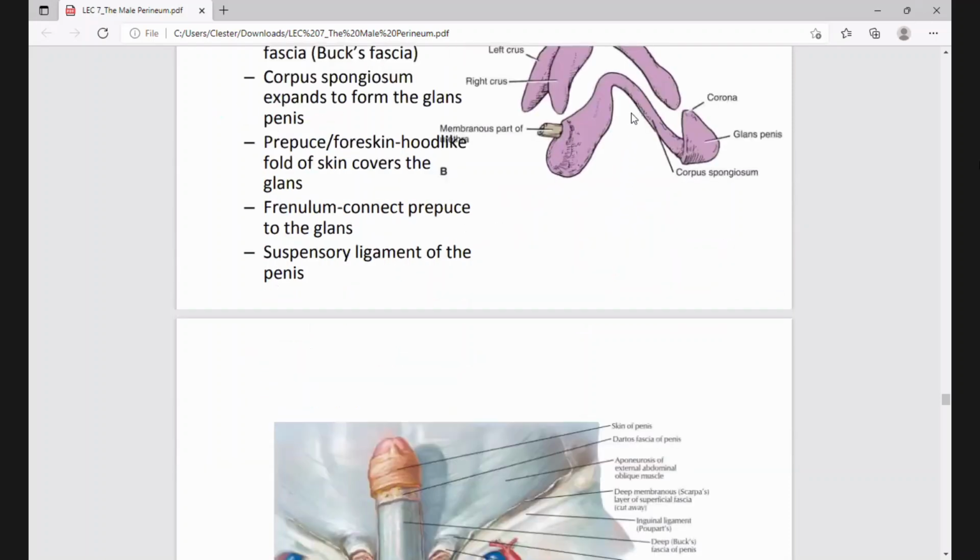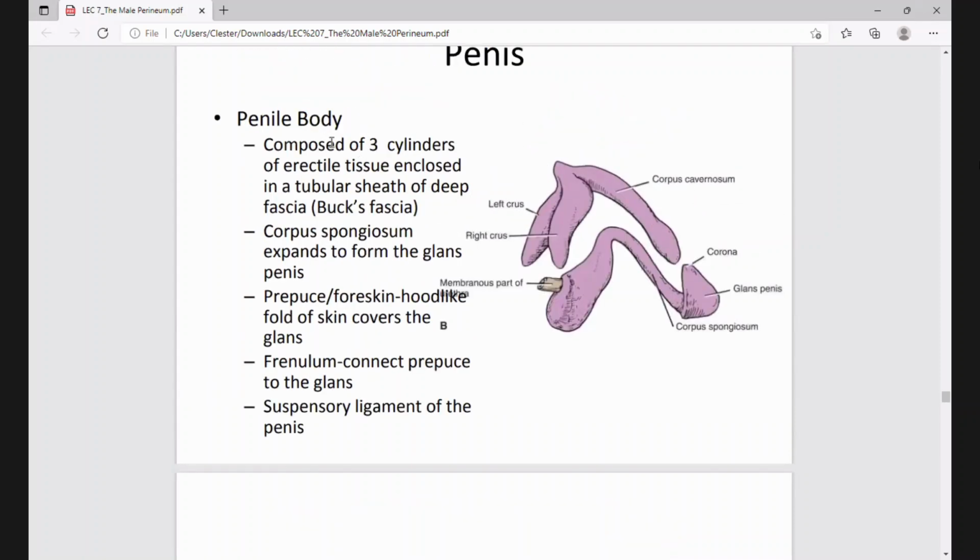So if you take a cross section of the penis, you see that it will be made up of three cylindrical erectile tissues that are sheathed or covered by your Buck's fascia. It is the tubular sheath of deep fascia in the perineum. I mentioned the perineal membrane, that forms the sheath covering around the testes, around the penis.